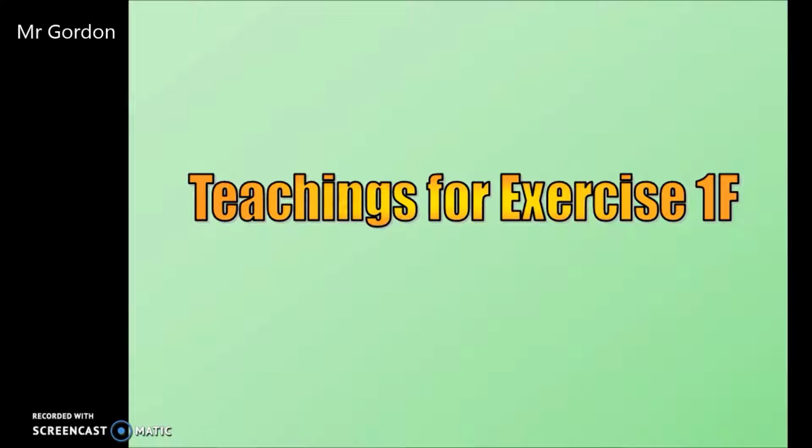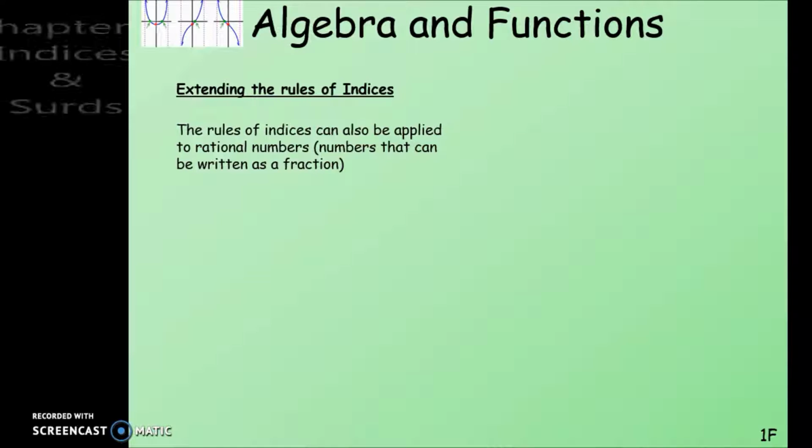Mr. Gordon here, and we're just going to be looking at exercise 1F and then 1G. I said in the previous video we were going to be looking at surds, but before we do that, let's just extend our knowledge of indices, because at A level it gets a little bit more tricky than the ones we were given at GCSE.